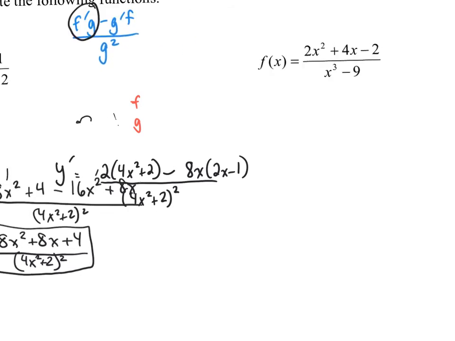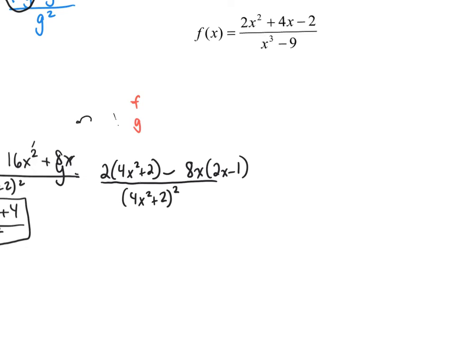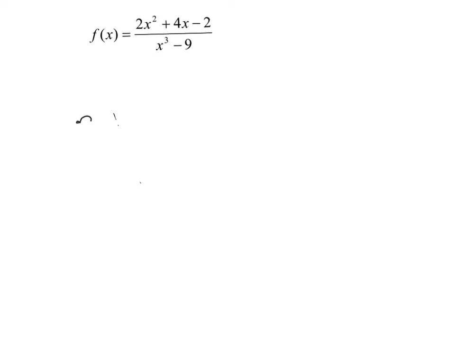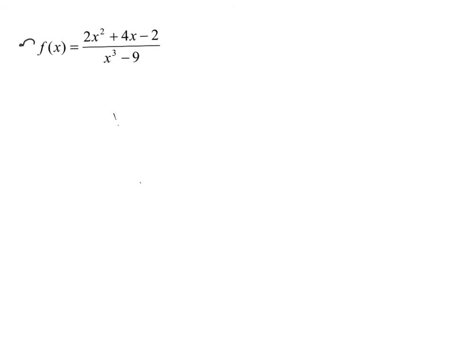All right, let's look at another one. So here's our next one. So we have an f and a g. And remember the rule for the quotient is f prime g minus g prime f over g squared.